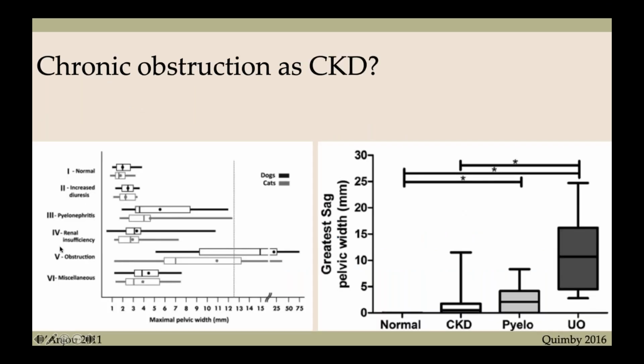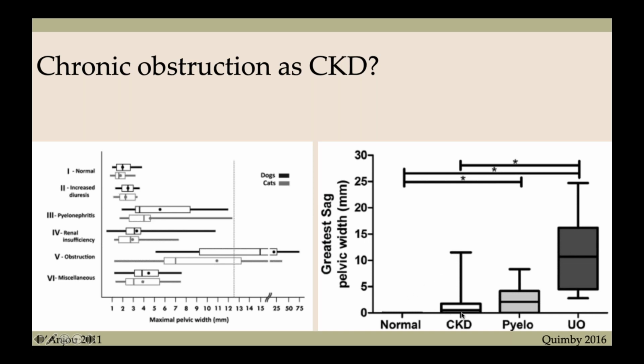So that brings me up to this concept of, could chronic obstruction be what we're seeing in some of these cats with CKD, because there's so much overlap? We already looked at the figure on the left. The figure on the right is actually from a paper that Jessica Quimby had done, and very similar, looked at the pelvic width in normal cats, those with CKD, those with pyelo, and those with obstruction. And interestingly, she didn't find that there was a difference between the obstructed cats and pyelo, but obstructed cats did have a wider pelvis than those with CKD.